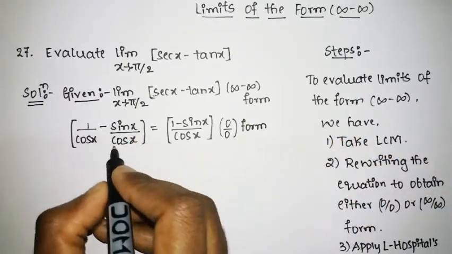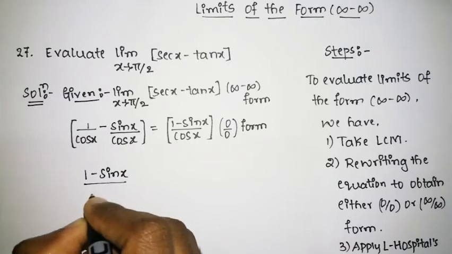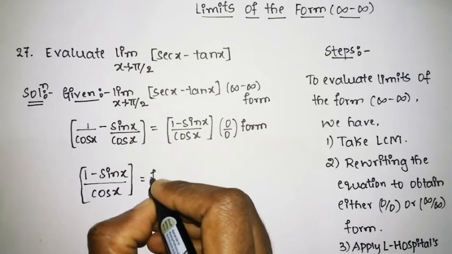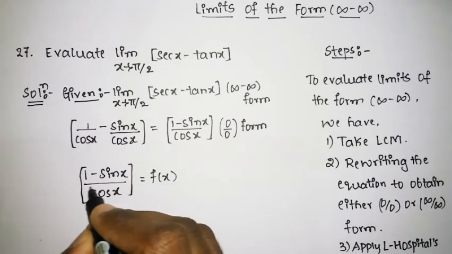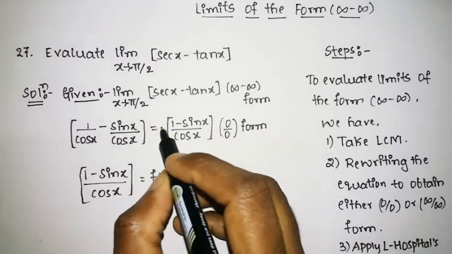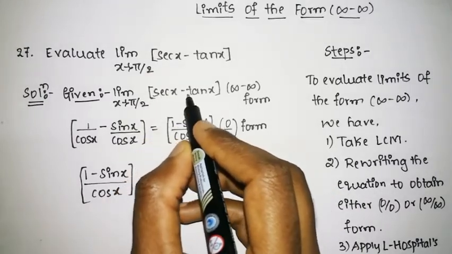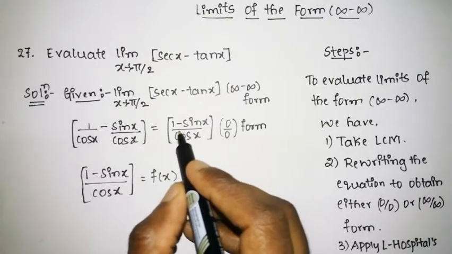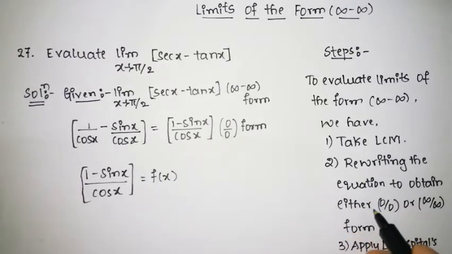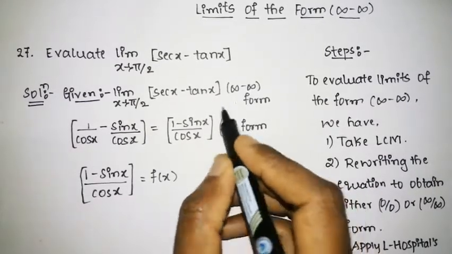So we have also rearranged the equation. We shall write it as 1 minus sin x divided by cos x. So this is our f of x. Therefore f of x equals 1 minus sin x divided by cos x. Since the LCM is the same on both sides, we have directly written it. Initially we rearranged the equation: since it was sec x and tan x, we wrote sec x as 1 divided by cos x, and similarly tan x as sin x by cos x. The next thing is we have reduced it to 0 by 0 form.